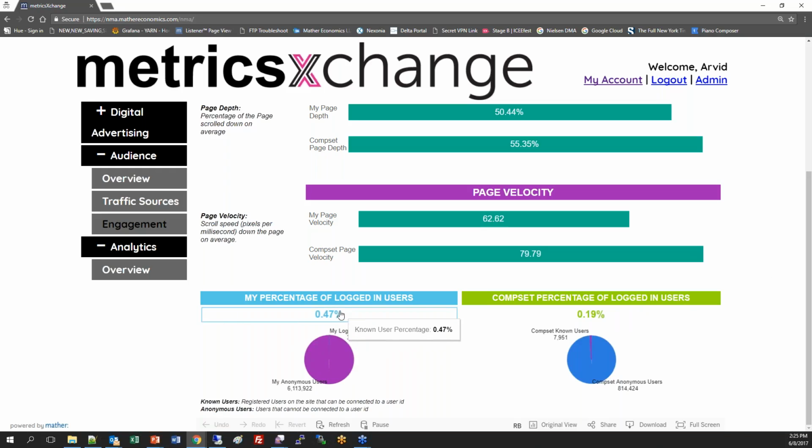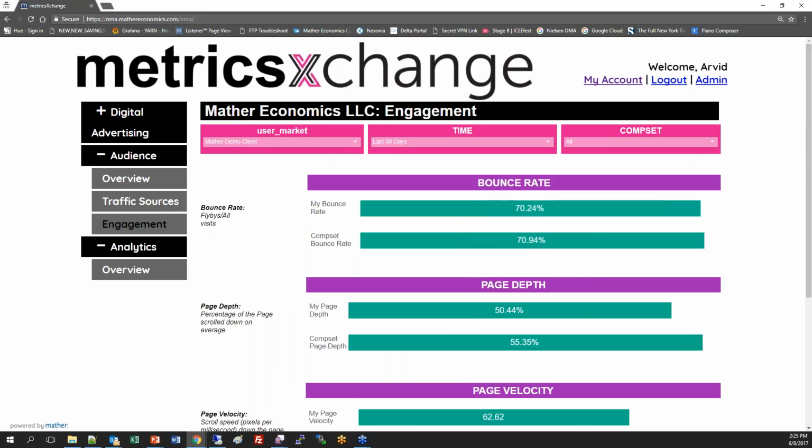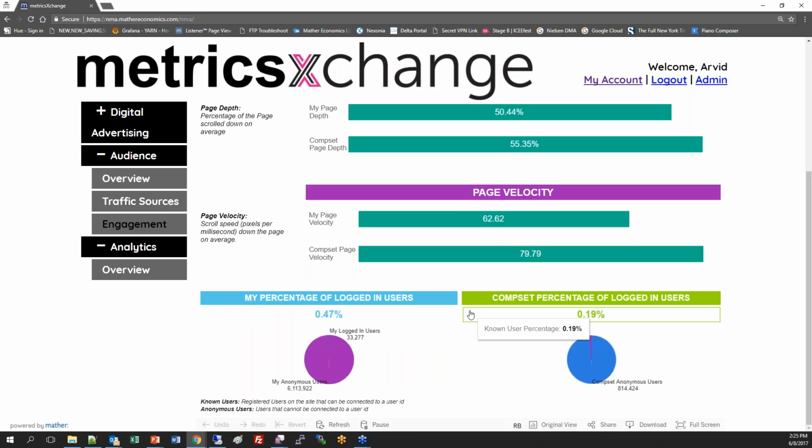You can see for this publisher, I'm doing pretty well. Almost 0.5% of my users are from the known audience, 33,000, which is pretty good. But compared to the comp set, right now it's about 0.2% that we see in the industry. So again, those sound very low. They are low, but if you saw before the 6.1 million anonymous users, most of those are flybys. So it's all in context. It's not as bad as it looks, but I think that's one of the key measures that we'll be tracking over time.